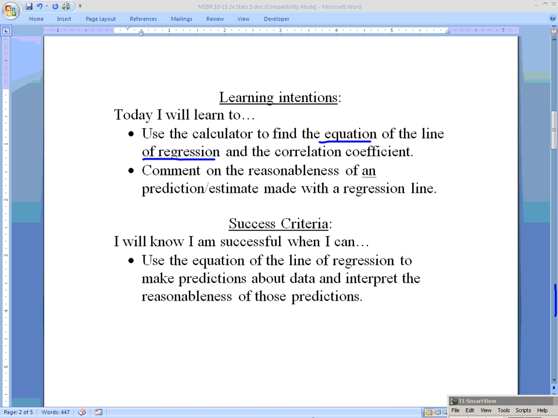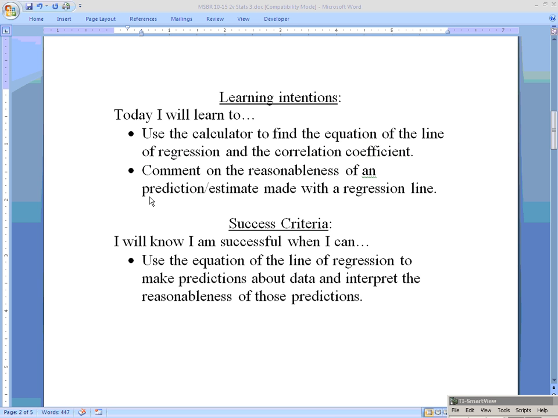So our learning intentions: we're going to use the calculator to find the equation of the line of regression, which is a best fit line, as well as finding the correlation coefficient, or Pearson's product moment correlation coefficient. And then we're also going to talk about the reasonableness of predictions or estimates made with a regression line. So if we use the equation of that line to make predictions, how good or how reasonable are they? And we will know we are successful when we can use the equation of the line of regression to make predictions about the data and interpret the reasonableness of those predictions.